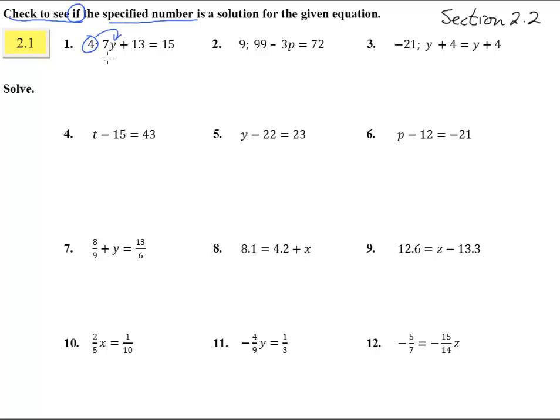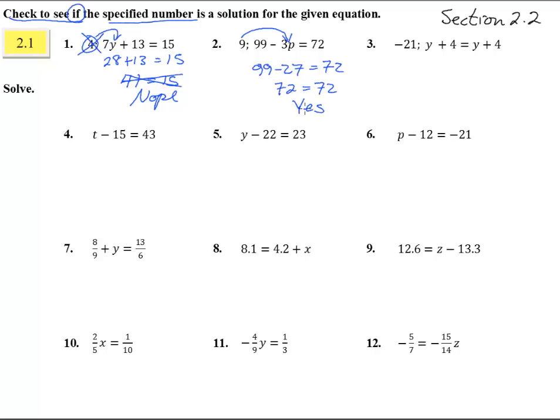7 times 4 is 28 plus 13. Does that equal 15? 28 plus 13 is 41, not 15. No way! Nope. So that guy is not an answer. Take 9, stick it right in there, and we get 99 minus 27. Does that equal 72? 99 minus 27 is indeed 72. So yes, this is definitely a solution.